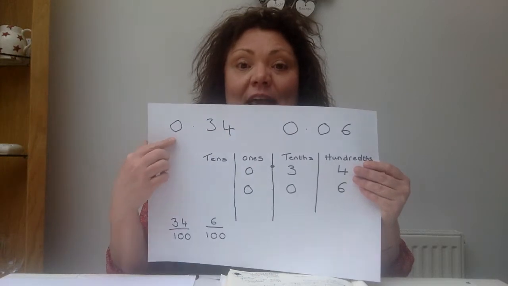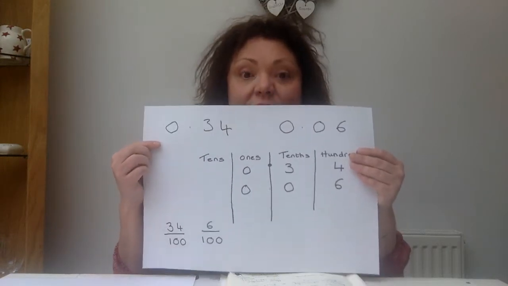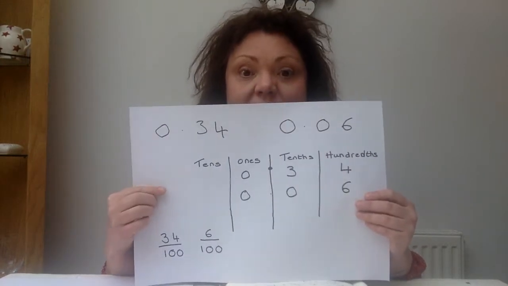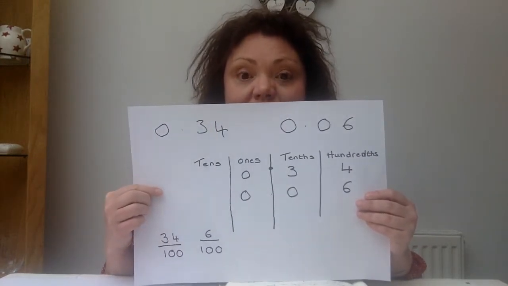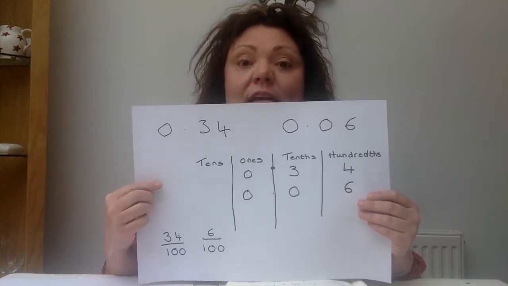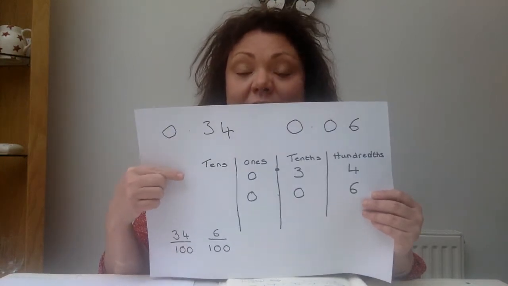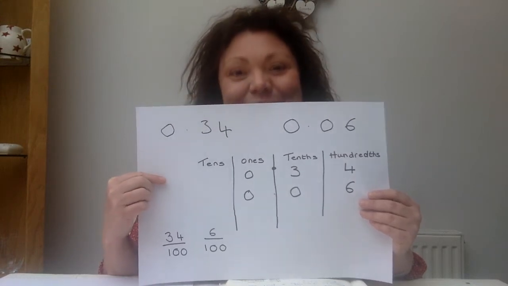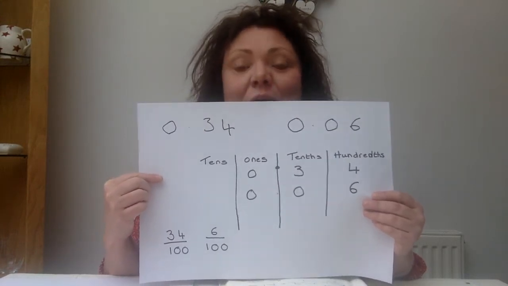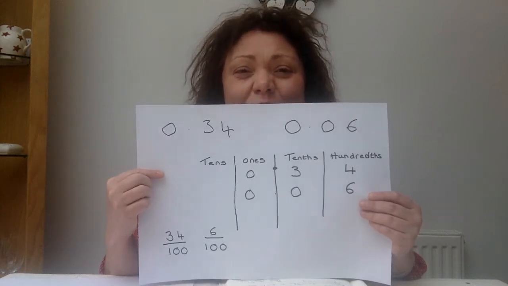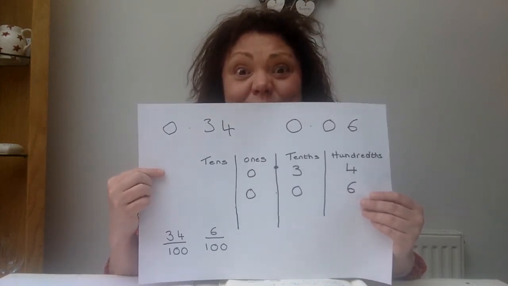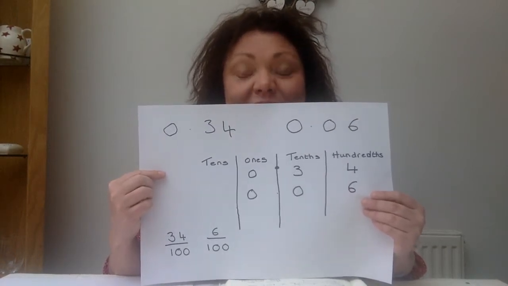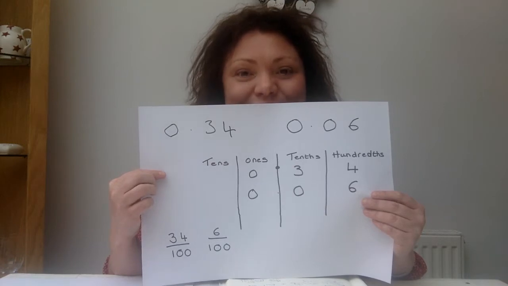Here I've got two examples: 0.34 and 0.06. And here I've got my place value chart, with my tens and my ones and my tenths and my hundredths. You've all seen these before, and you'll think, oh, Miss Lawson, I do understand how to do this because we've done it so many times, but I just want to recap to make sure that you understand. And like I say, it's very clear on the video as well.